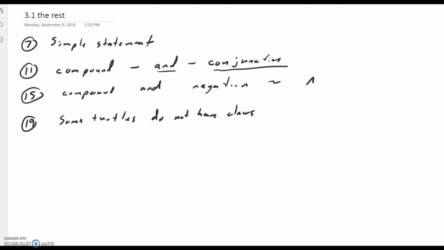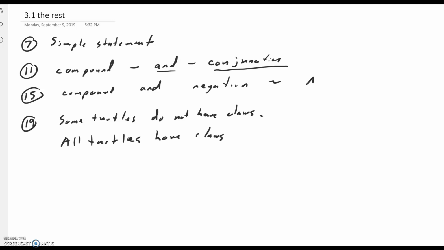In problem 19, we're asked for the negation, the opposite of some turtles do not have claws. And the big mistake is to say that the negation of this is some turtles do have claws. It's not quite the same statement, but it is certainly not the opposite statement. The opposite idea of some turtles do not have claws is that all turtles have claws.